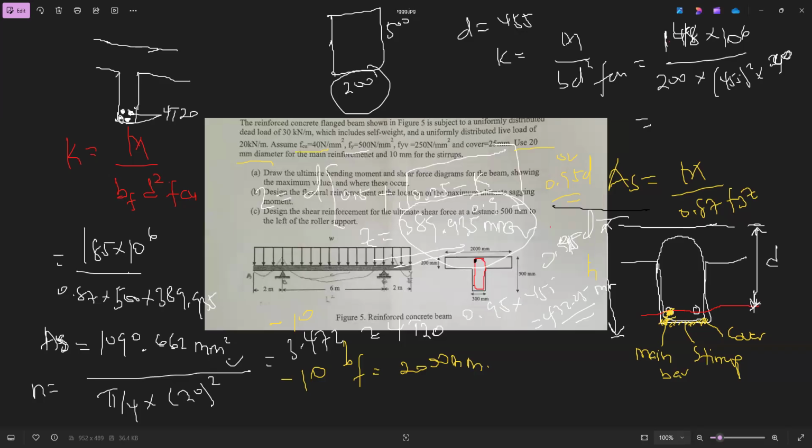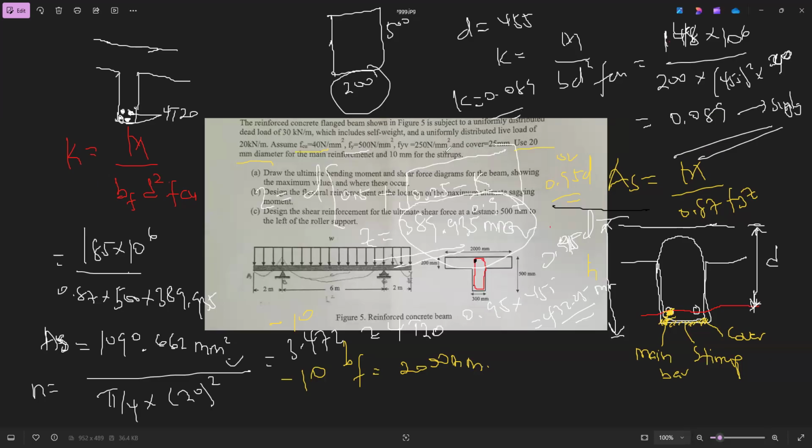You get minus 0.089. The minus just signifies that it is hogging. So 0.089. This means it is singly reinforced. So with this being singly reinforced, that is the K now, 0.089.